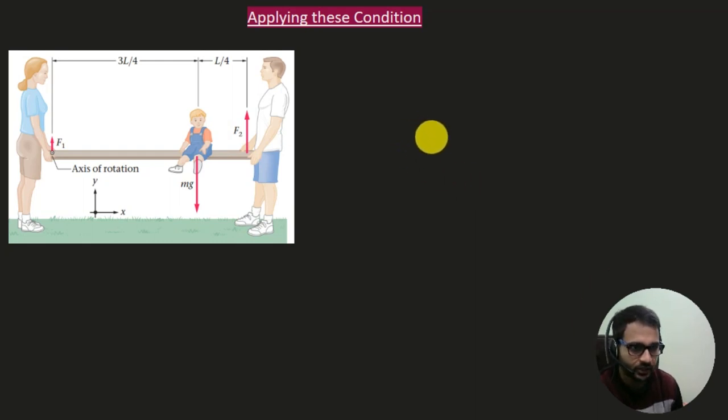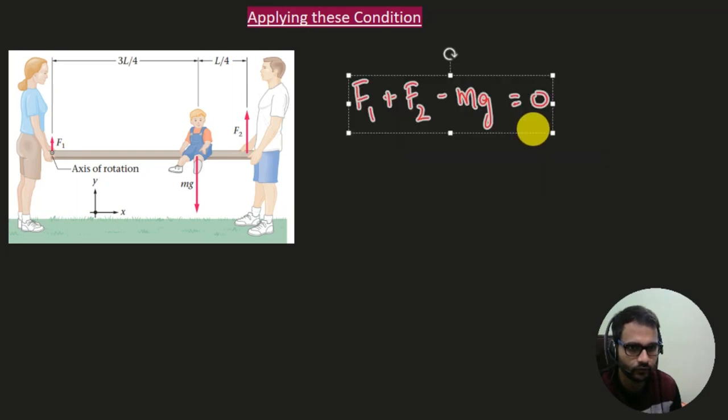Now the first condition is that the net force acting on the system should be zero. To do so, we should first specify the direction. The upward direction we always take positive, this is the positive y direction, and this is the positive x direction that we have shown already, right? So what we can write here is F1 plus F2, this is along the positive y. Now mg is downwards, so we should take a negative sign, minus mg. This is the net force, and this should be equal to zero. This is the first condition we have used.